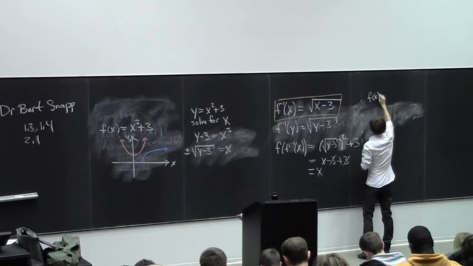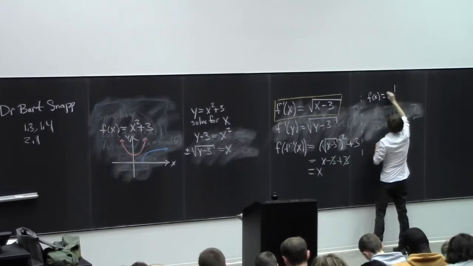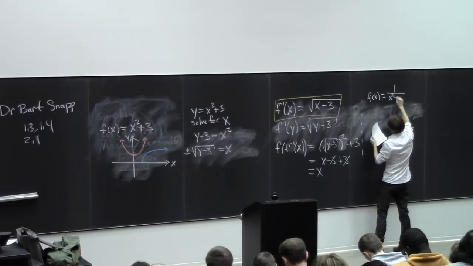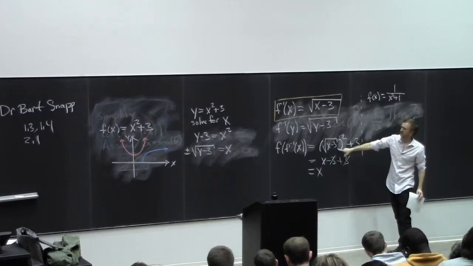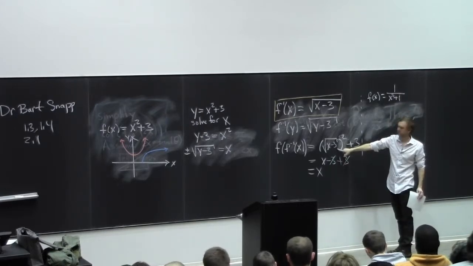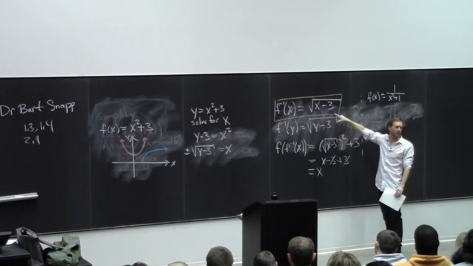F of x equals 1 over x squared plus 1. By the way, what's the domain of this function? What's the domain of this function? This function here. What's the domain?